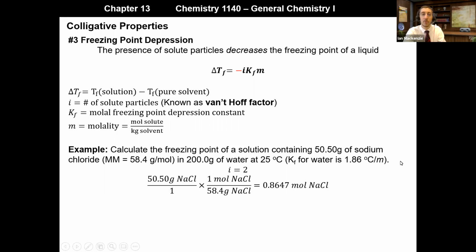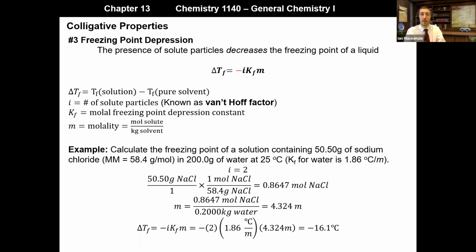i is 2. We convert sodium chloride to moles. That's moles of solute. Here we take m and determine the molality by dividing the moles by the kilograms of water. It's the same value, 4.324 molal. And then we determine the change in temperature for the freezing point. This is delta TF as being negative 16.1 degrees Celsius.